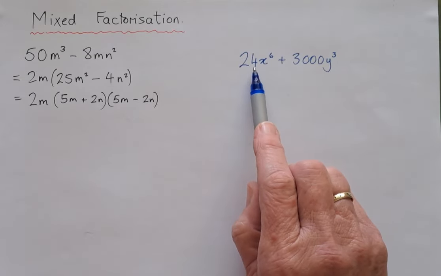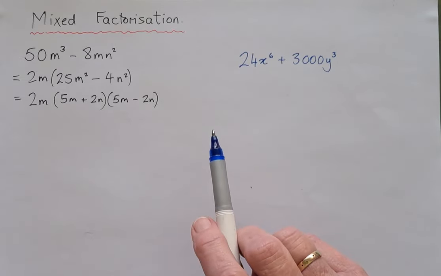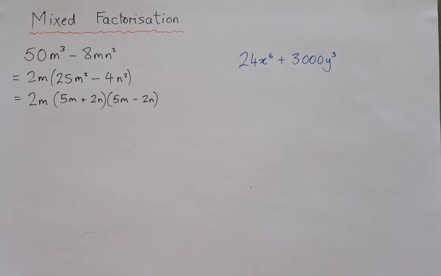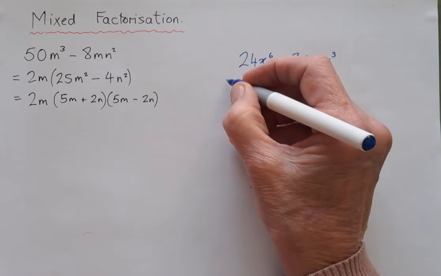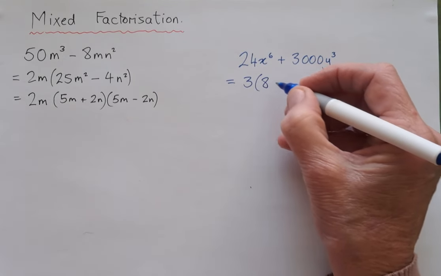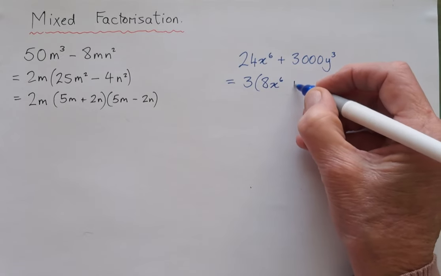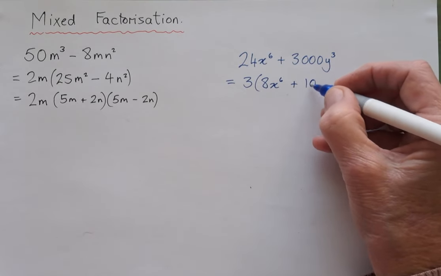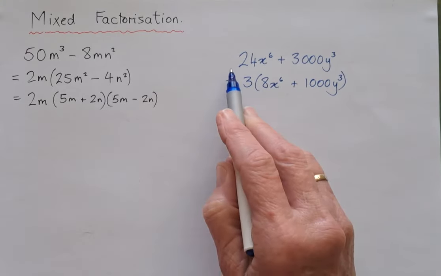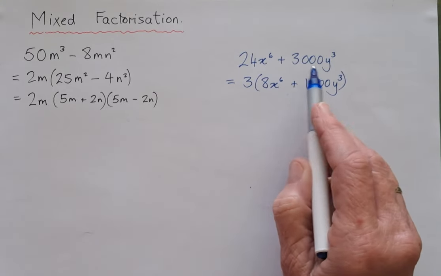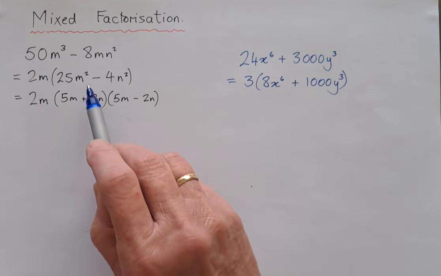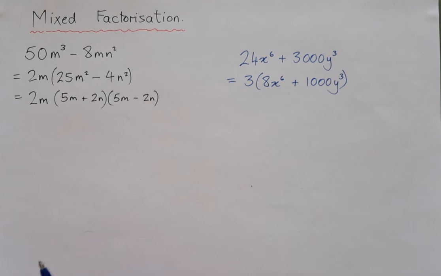But 24 is not a perfect cube and neither is 3000. So that's where our problem is lying. So what could we take out from both of those numbers that is pretty obvious? I think you'll all spot that that would be 3. So 3 goes into 24, 8 times. I'll still have the x to the power of 6. Plus 3 into 3000 goes 1000 times. And I still have the y cubed. So once again, I've taken something that's been a little bit messy, taken out a common factor, and then created in my bracket a sum of 2 cubes, just like there I created a difference of 2 squares.